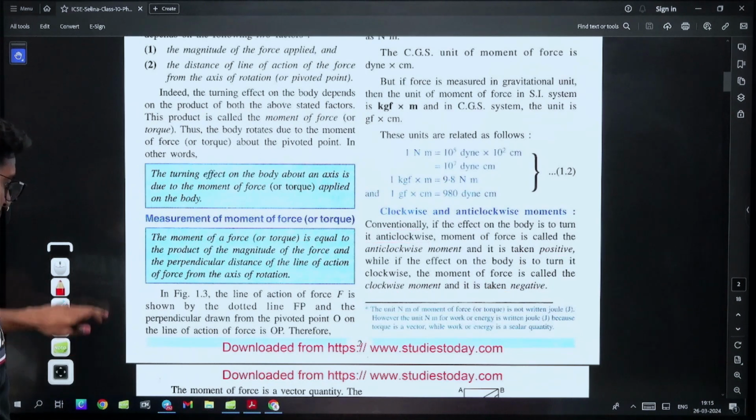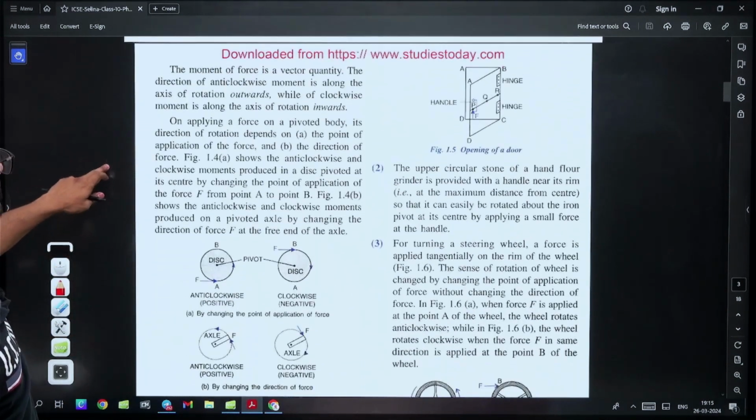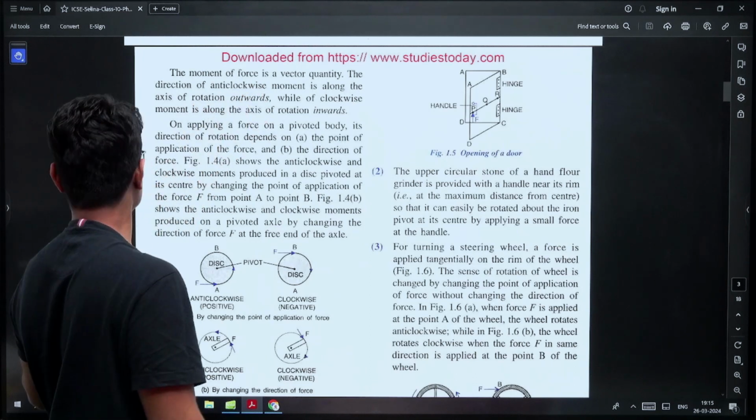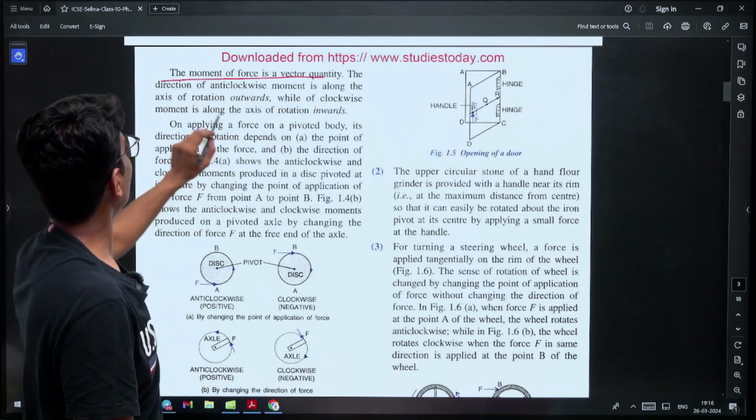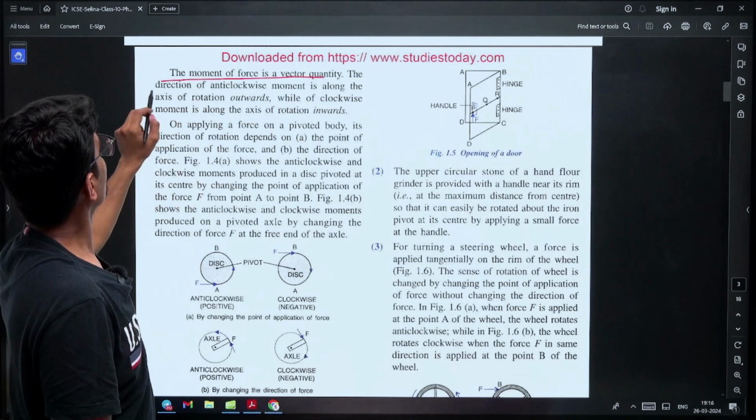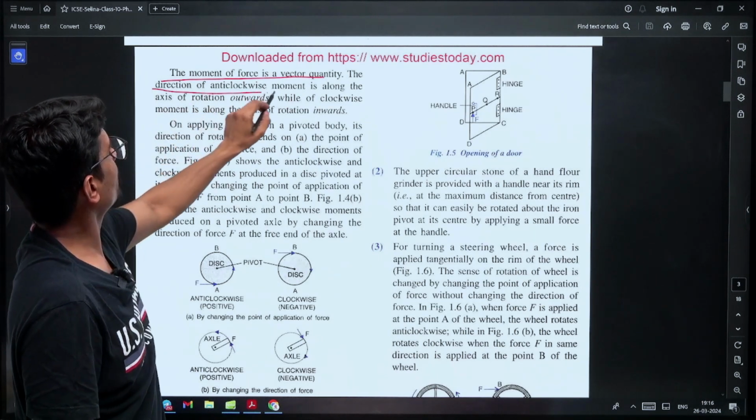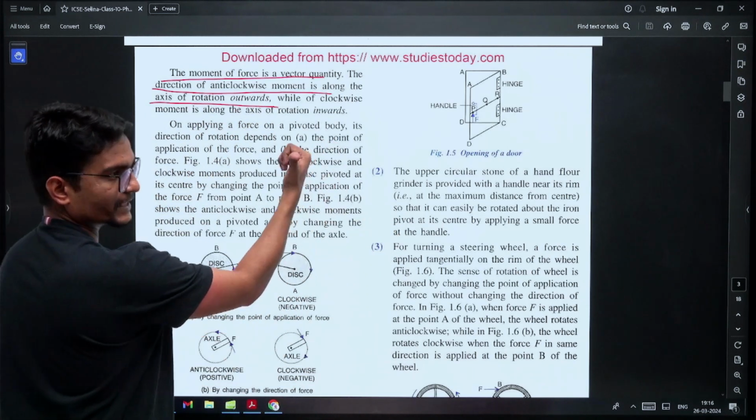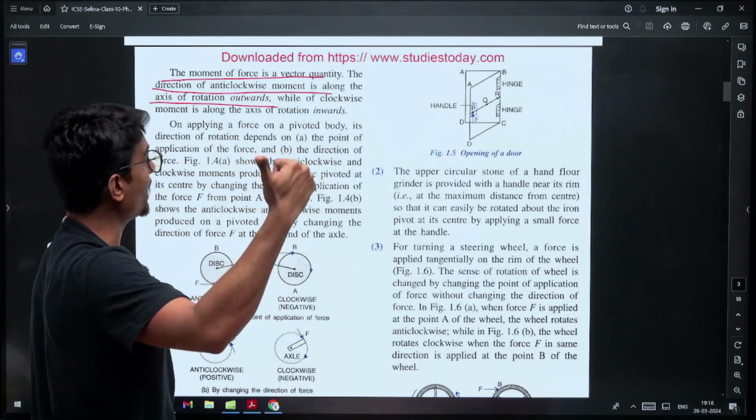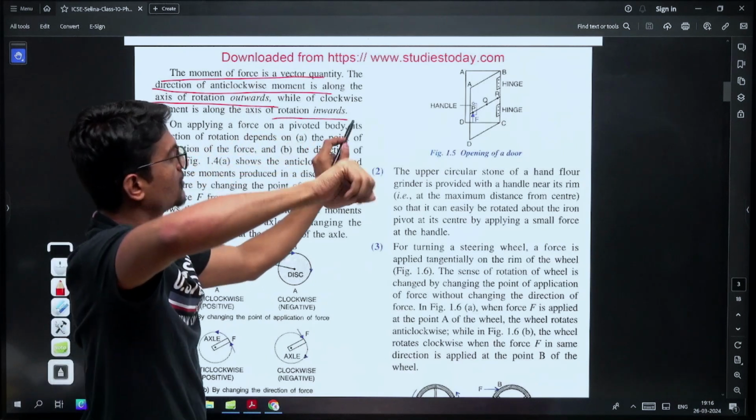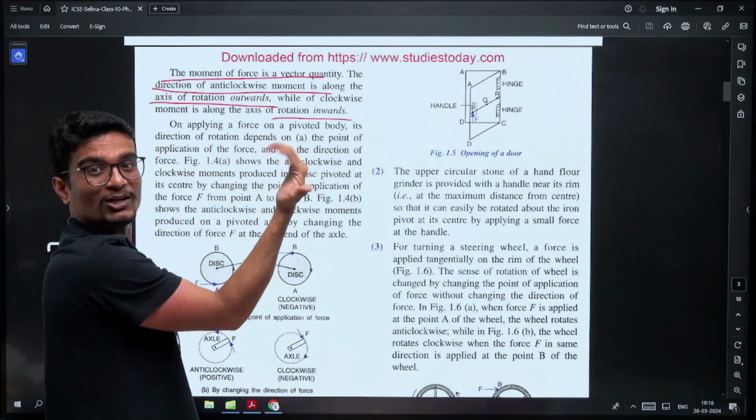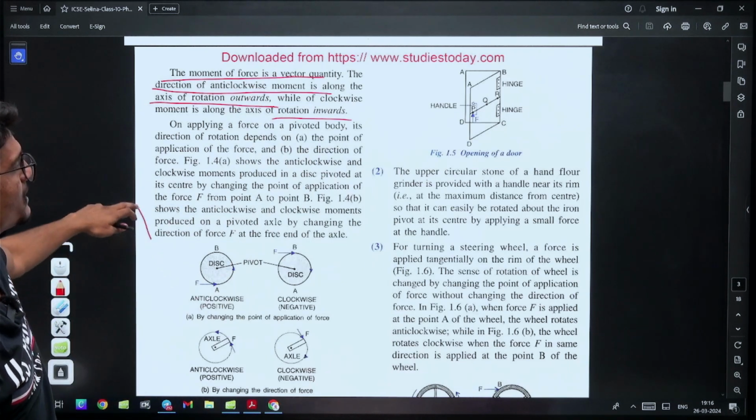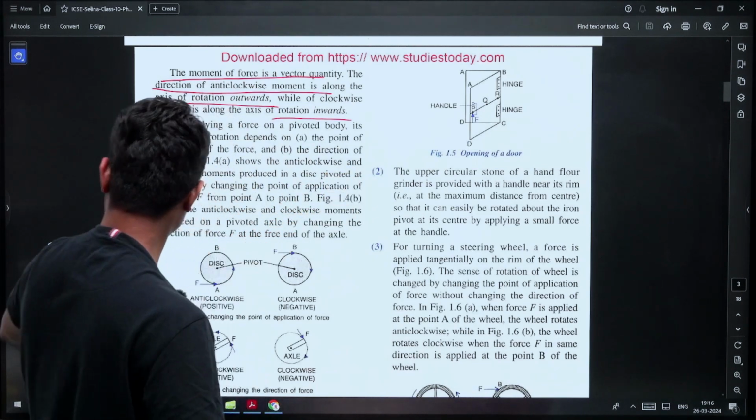Okay, then there are some examples. The moment of force is a vector quantity. Yes, this is a vector quantity, and the direction of anti-clockwise movement is along the axis of rotation outward. Anti-clockwise is taken as outward towards you, and clockwise is taken as inward. Okay, so there are some examples. Let us say example number 1.